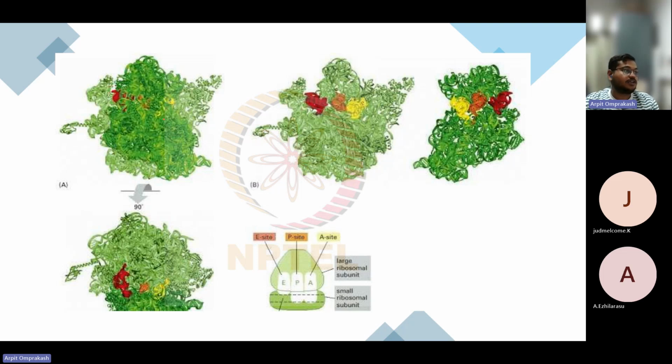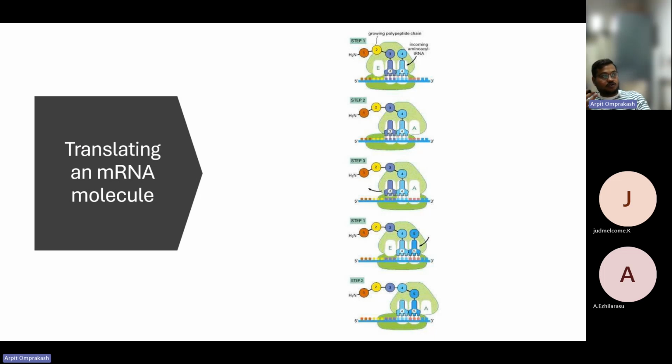So here we see again the ribosome structure. These are the different subunits. These are where they are overlapping. So here we have a large ribosomal subunit and a small ribosomal subunit, and they have three sites: the A site, P site, and E site, also called the exit site. So the A site is where the tRNA would enter, and the E site is where it would exit. So this is how the process of translation occurs.